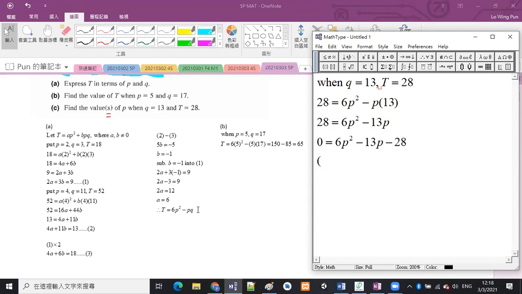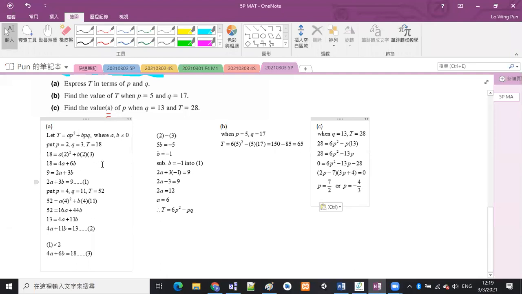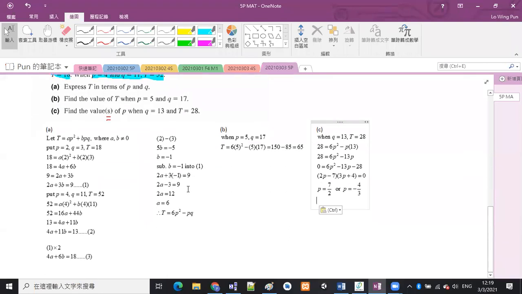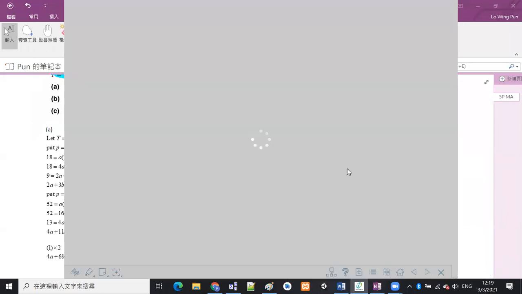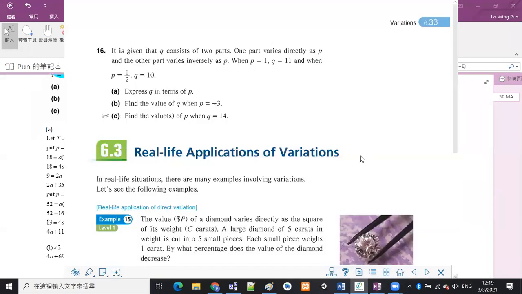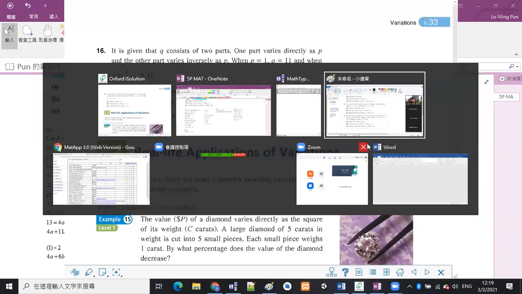Okay, so let me see. So like this. Yep. Like this, yes. So I think the values of P will be 7/2 or P is negative 4/3. Okay, so these are the two values of P. And it really has two values. Okay, and that is good. Is that okay? Finally, there is a question number 16 on the next page. Yes, let us do number 16 also.